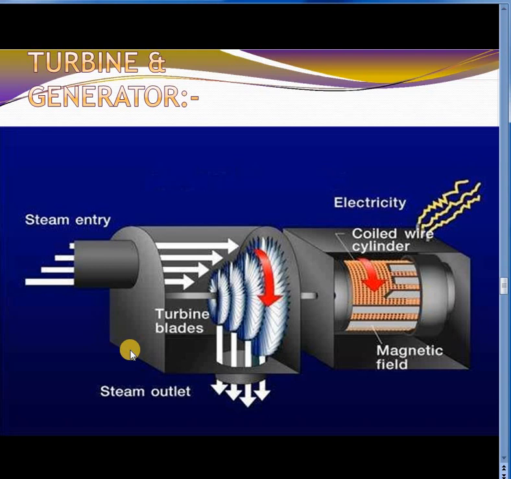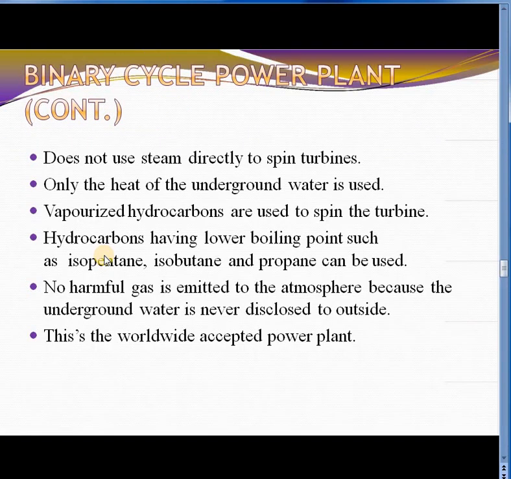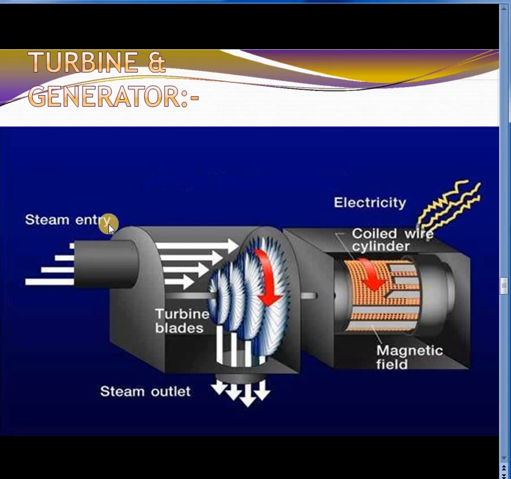Okay, these are the turbine generators which are used for the generation of electricity in all three power plants, that is, dry steam power plant, flash power plant, and also binary cycle power plant. The turbines are constructed in such a way that the steam which is being used goes out through the outlet and gets condensed in the condenser.